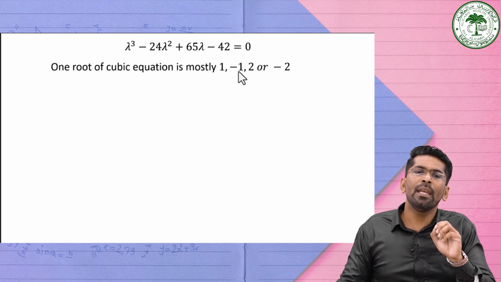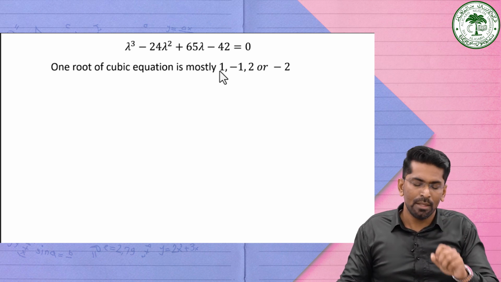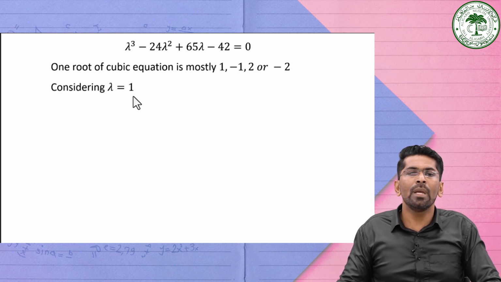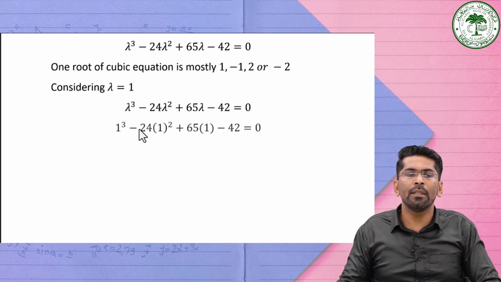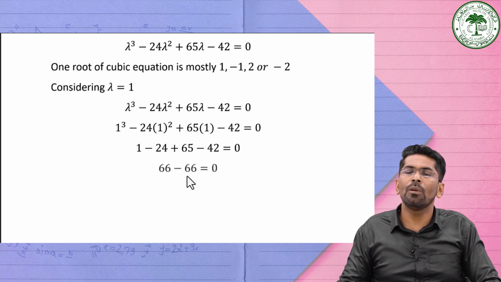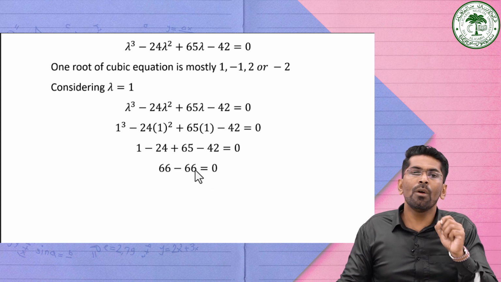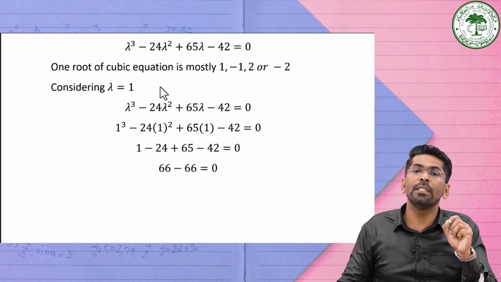Let us assume that lambda is equal to 1. If we substitute lambda equal to 1 here, it becomes 1 cube minus 24 into 1 square plus 65 into 1 minus 42 is equal to 0. Simplifying, 1 minus 24 plus 65 minus 42, it is equal to 66 minus 66, which is equal to 0. So we can say that one of the roots of this cubic equation is equal to 1.